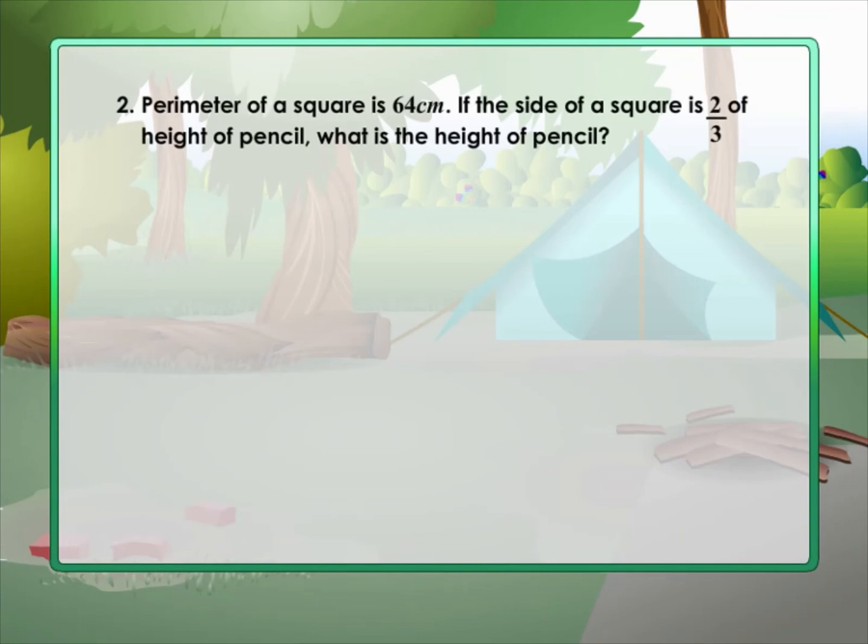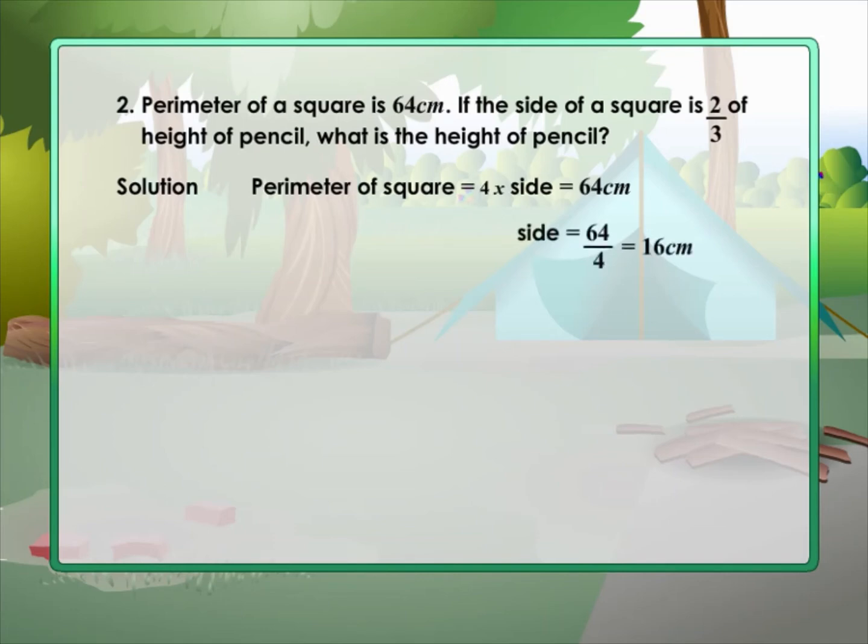Perimeter of the square is 64 centimeters. If the side of the square is 2/3 the height of the pencil, what is the height of the pencil? We know that perimeter of a square is equal to 4 into side, which will be equal to 64. Therefore, side is equal to 64 divided by 4, which is equal to 16 centimeters.